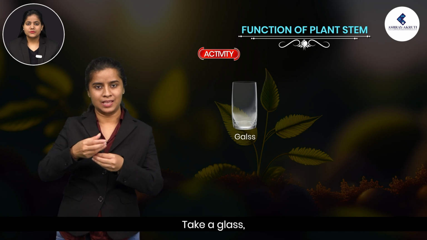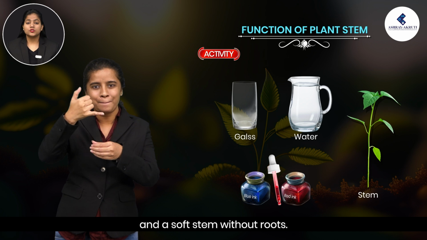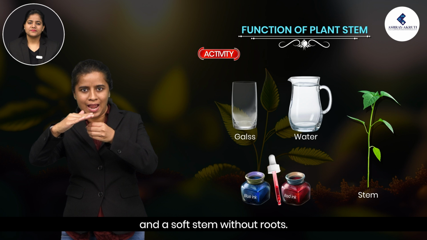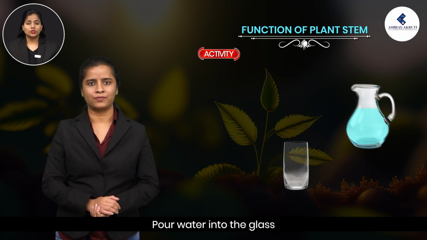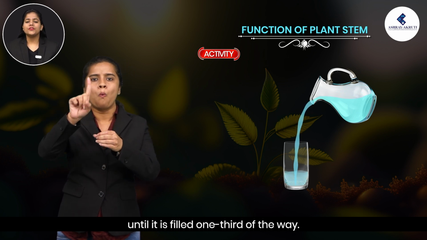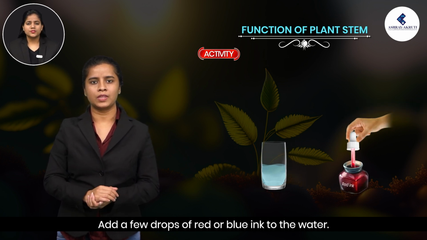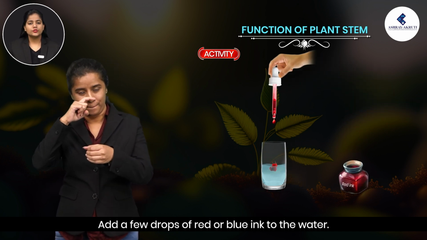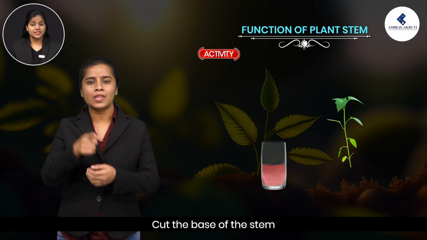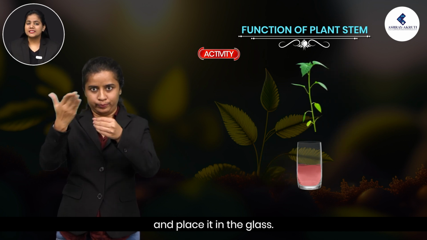Take a glass, some water, red or blue ink, and a soft stem without roots. Pour water into the glass until it is filled 1/3 of the way. Add a few drops of red or blue ink to the water. Cut the base of the stem from a soft or tender plant and place it in the glass.